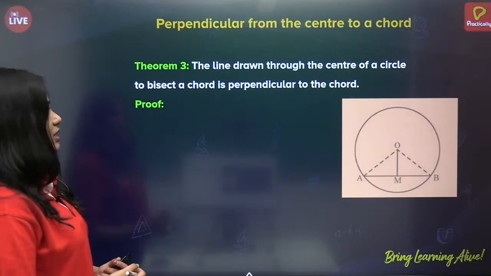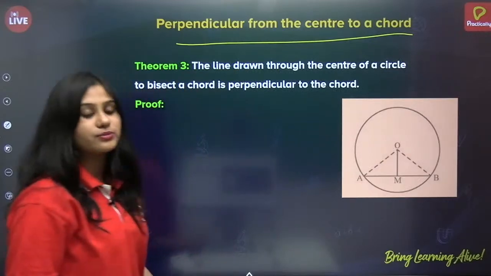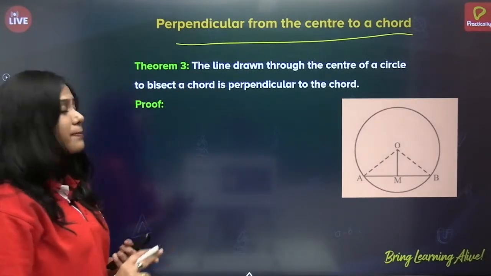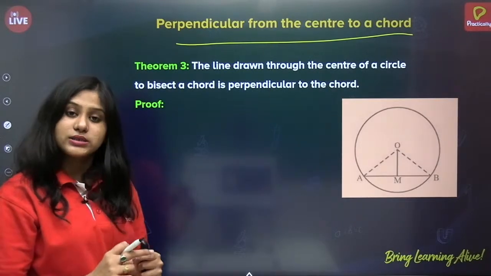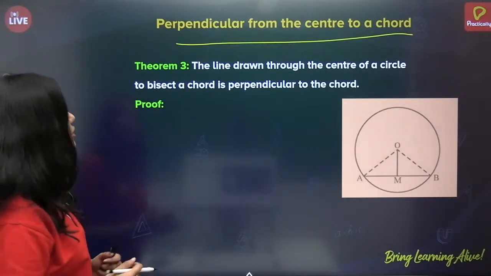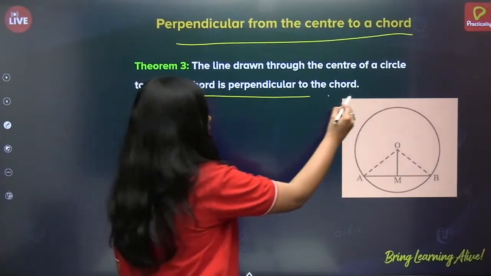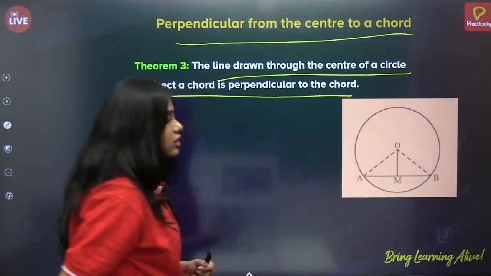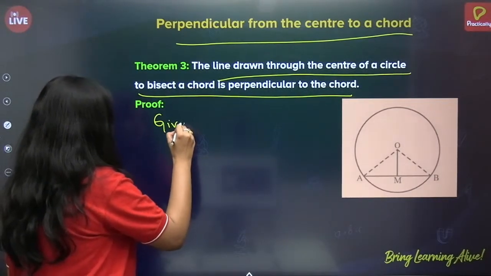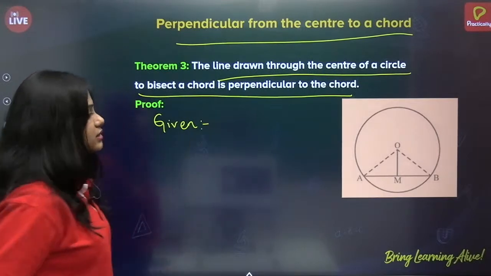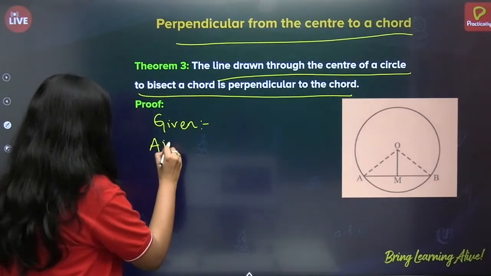Theorem 3, perpendiculars from the center to a chord. We know what a chord is. What is perpendicular? The perpendicular line, or you can say the perpendicular distance from the center to the chord. The line drawn through the center of a circle to bisect a chord is perpendicular to the chord. Okay, so what is given to us? It is given that AB is a chord. That's it.